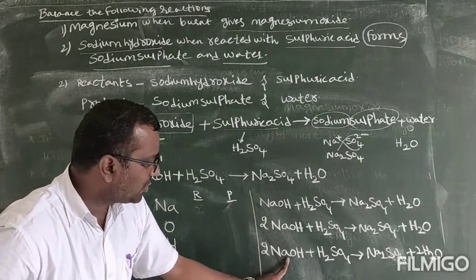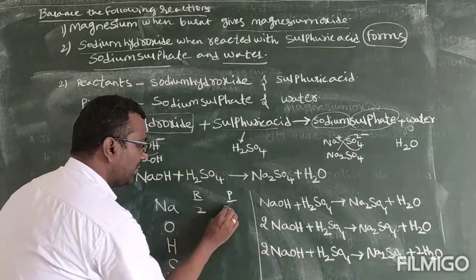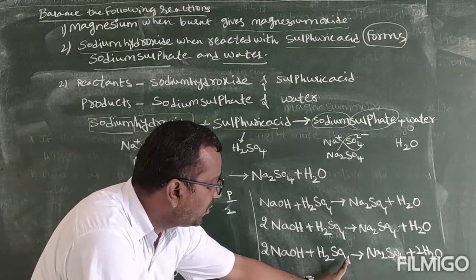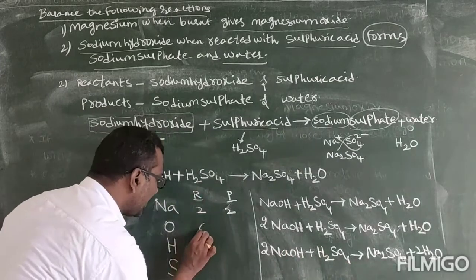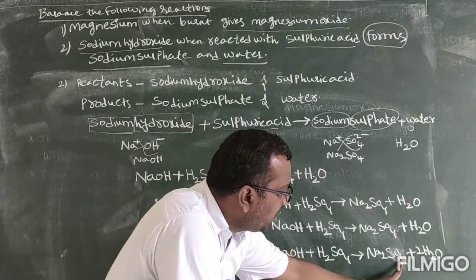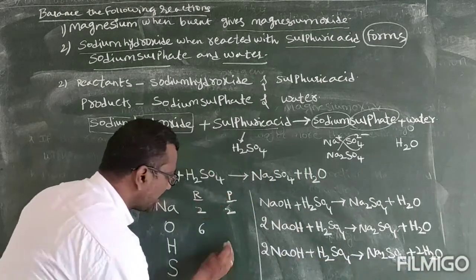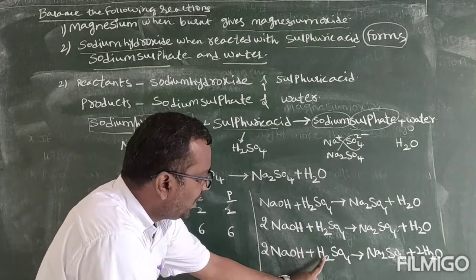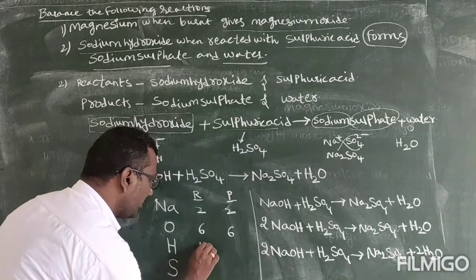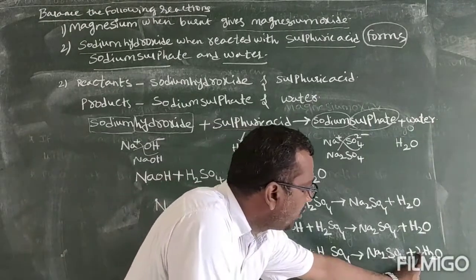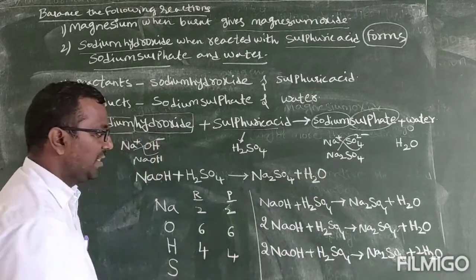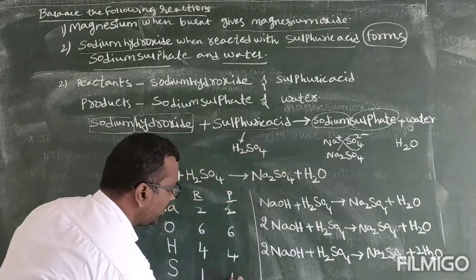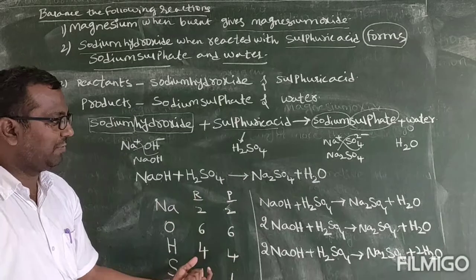For this, 2 sodiums balanced. Oxygens: 2 into 1 is 2, 1 into 4 is 4. 4 plus 2, 6 on the reactant side. Product side 4, 2 into 1 is 2, 6. It is balanced. Hydrogens: 2 into 1 is 2, 1 into 2 is 2. 2 plus 2, 4. Here 2 twos are 4, balanced. Sulfur: one sulfur and here one sulfur. Now it is a balanced equation.